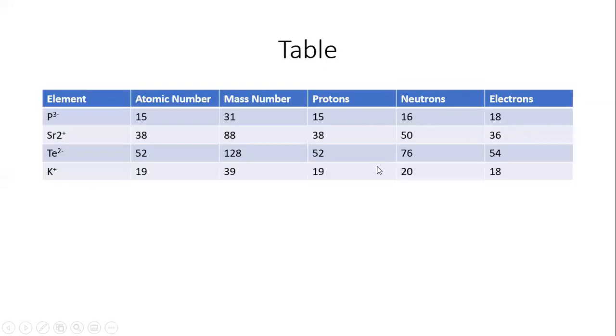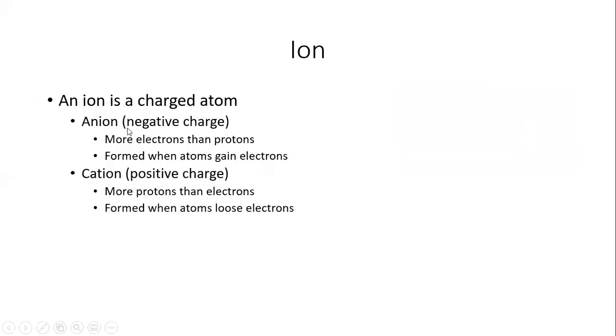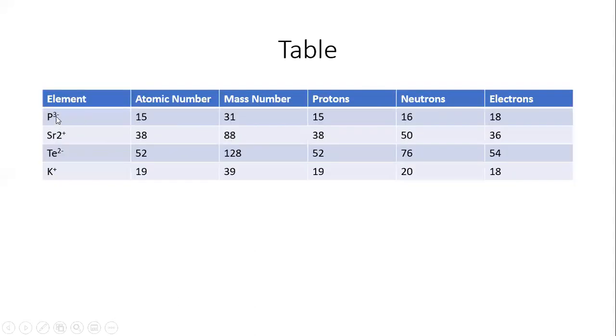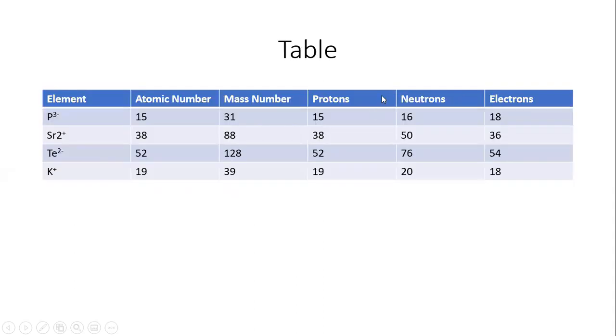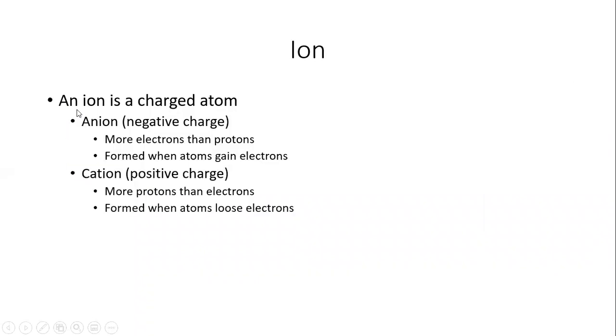And this is because, as we can see here, in an anion, so this is a negative charge. So this is a phosphorus anion. It should have more electrons than protons. It is formed when atoms gain electrons. So this is gaining electrons. You have more electrons, and yeah, so you have more electrons than protons. So that's how you know this is an anion.